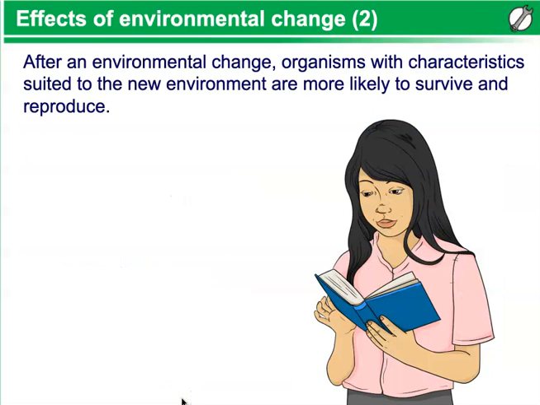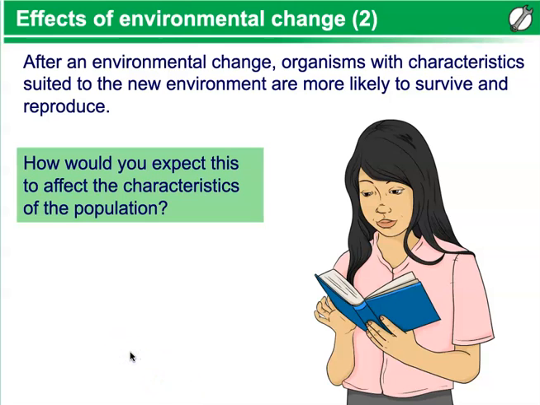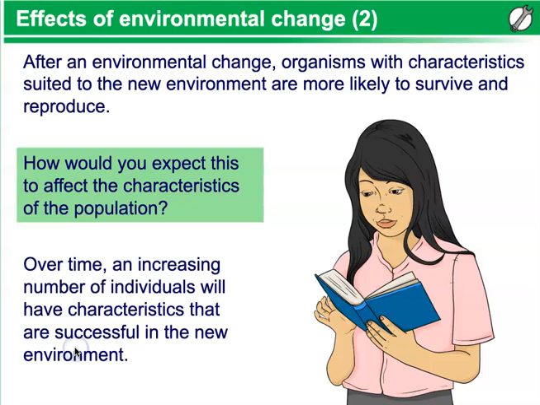After an environmental change, organisms with characteristics suited to the new environment are more likely to survive and reproduce. So how would you expect this to affect the characteristics of the population? Over time, an increasing number of individuals will have characteristics that are successful in the new environment.